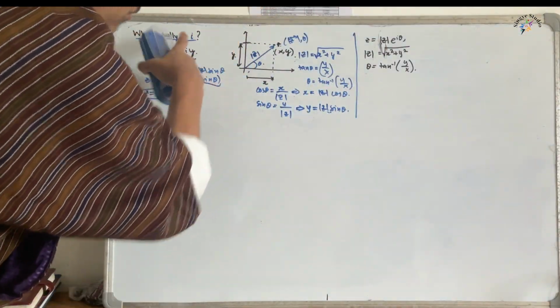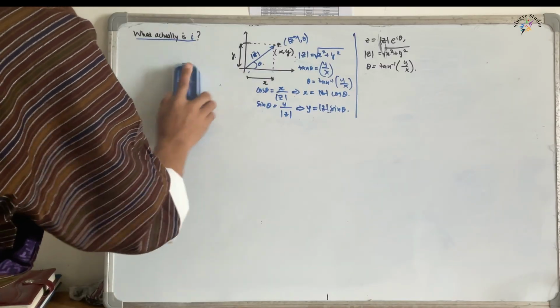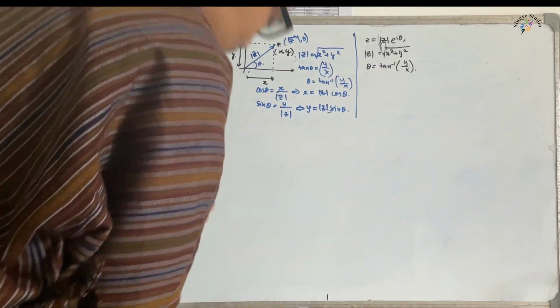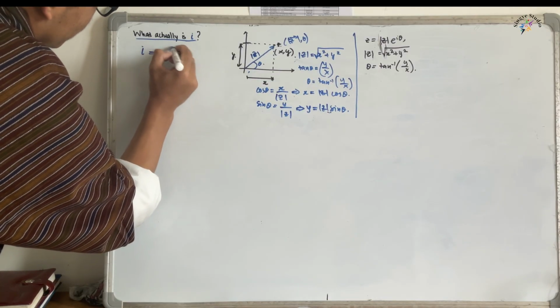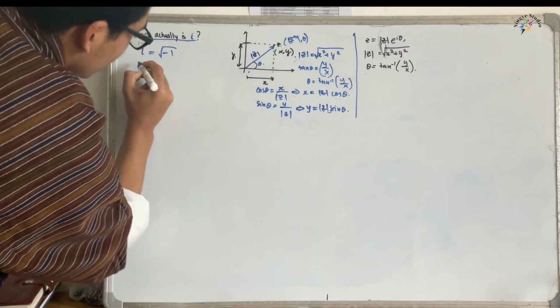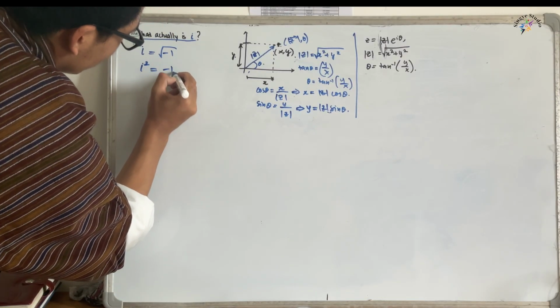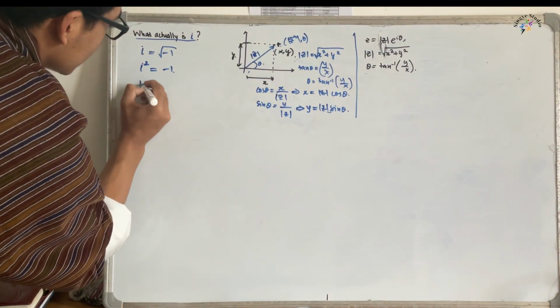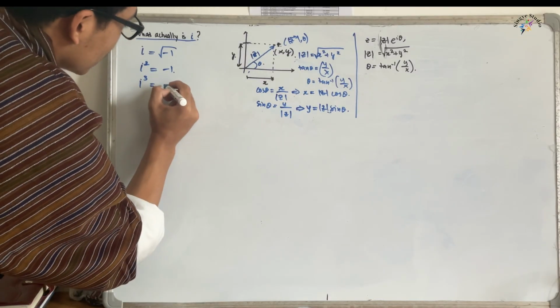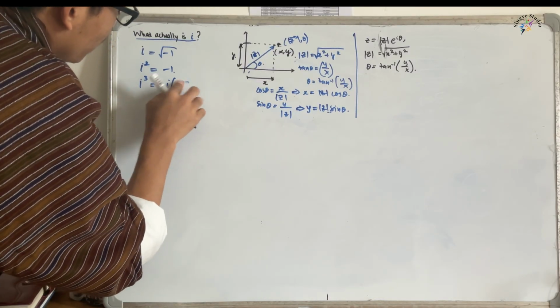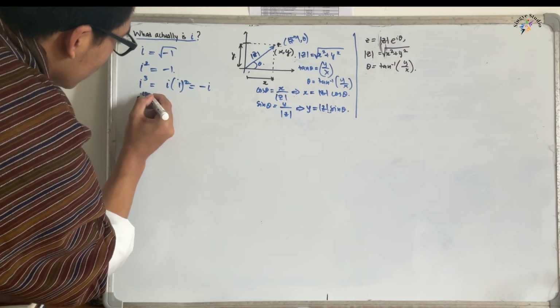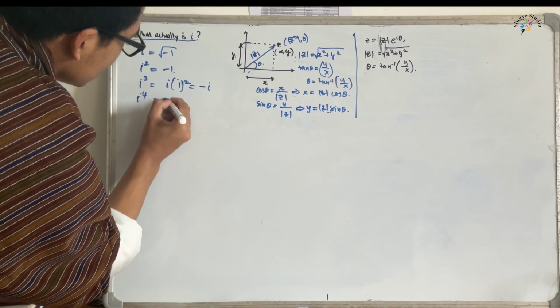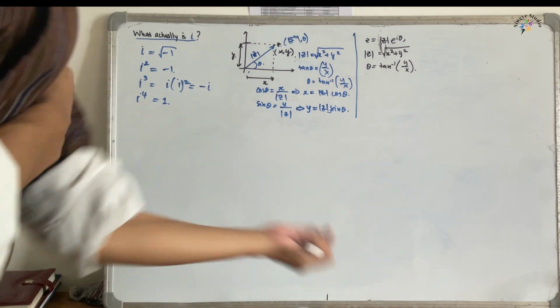Now we will try to express what actually i is. We have that i is the square root of negative 1. If you square it, you get negative 1. If you take the triple power, which is i cubed, that is i times i squared, which equals negative i. And if you do it four times, then it is positive 1.